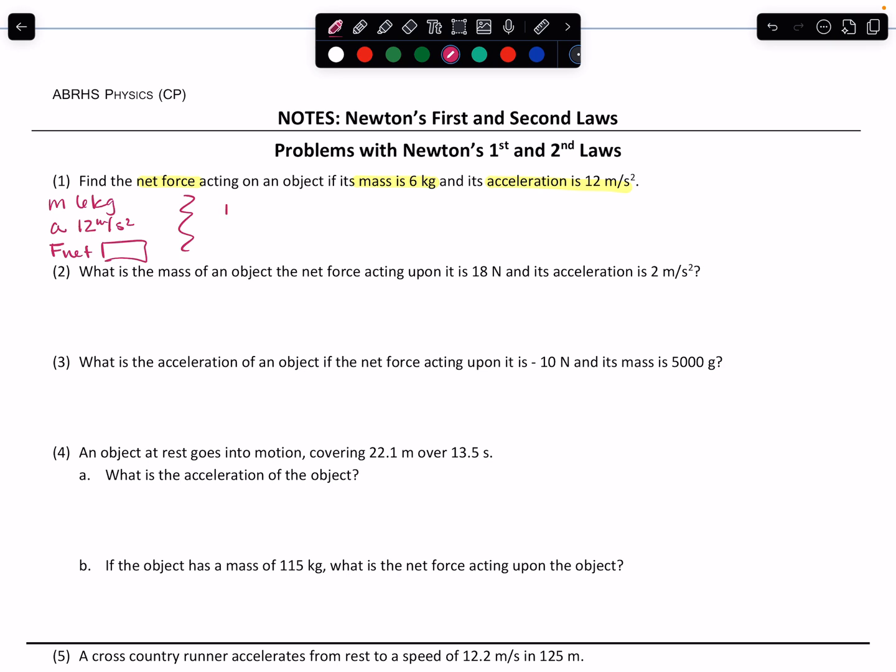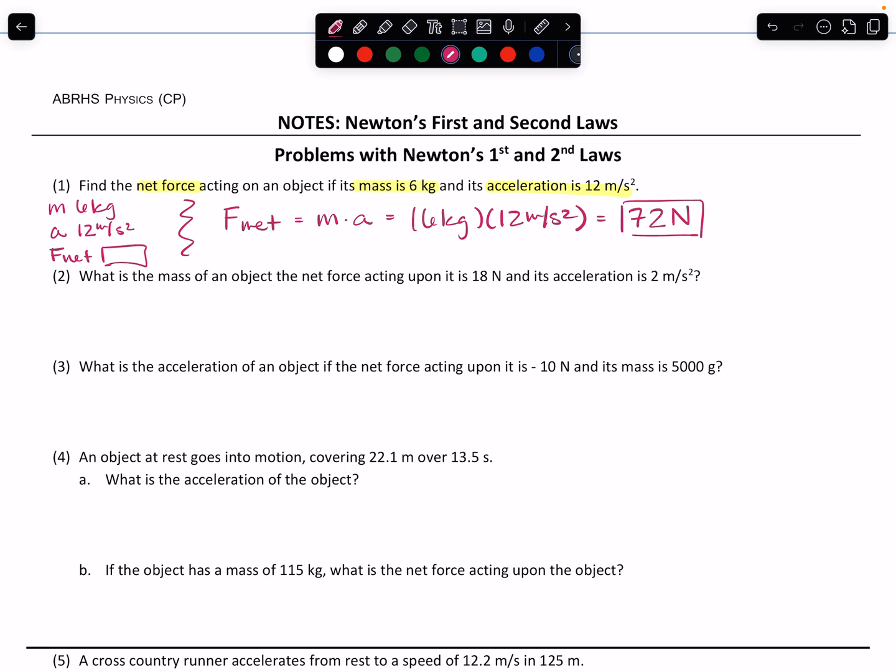All right, and that is the case here. We have mass and acceleration. So that net force is going to be equal to mass times the acceleration. So in this case, 6 kilograms times 12 meters per second squared is going to give us a net force acting on our object of 72 newtons. Okay? So we'll move on to the second one.